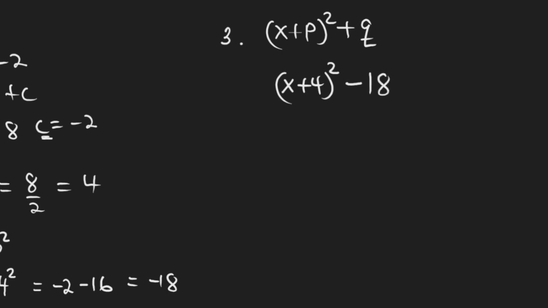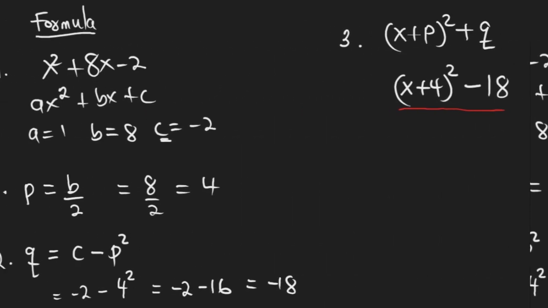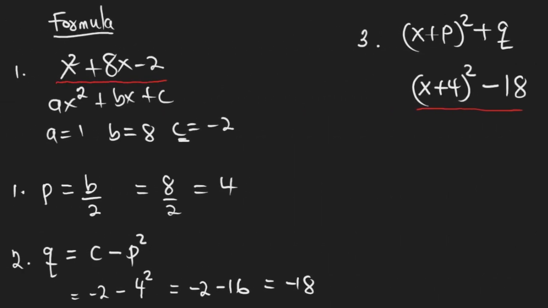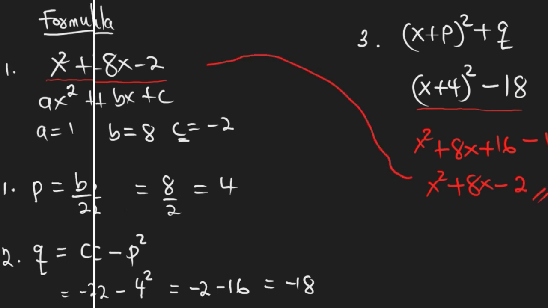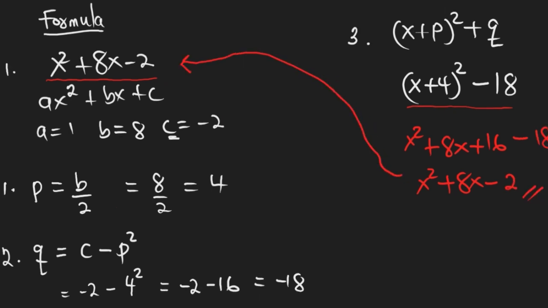You can check if your answer is correct by expanding this. If you expand this, you should get this back. So let's expand this. x plus 4 all squared gives us x squared plus 8x plus 16 and then minus 18. When we simplify this, we get x squared plus 8x minus 2. And this is the same as the initial question that we had. So it means our solution is correct.